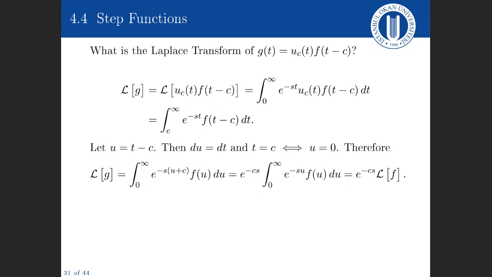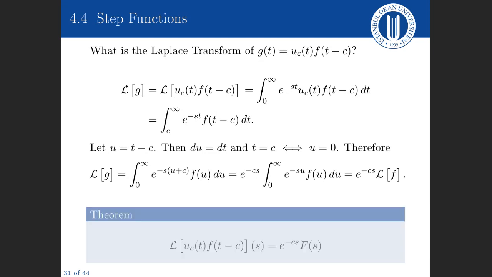This is just the Laplace transform of f. So we find that the Laplace transform of g is just e to the power minus cs multiplied by the Laplace transform of f. This is an important formula. We're going to be using this a lot, particularly next week. So let's write this as a theorem. You can find this on your table of elementary Laplace transforms. The Laplace transform of uc, f of t minus c, is equal to e to the power minus cs capital F of s.